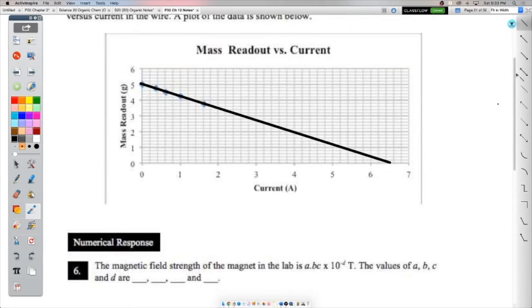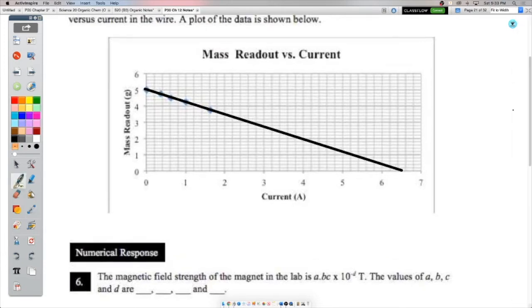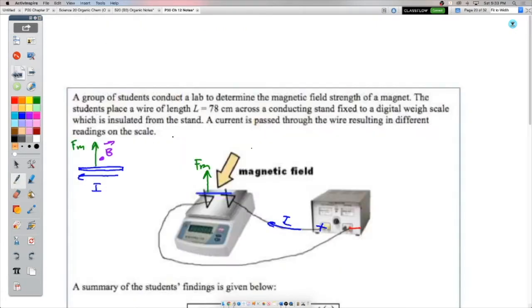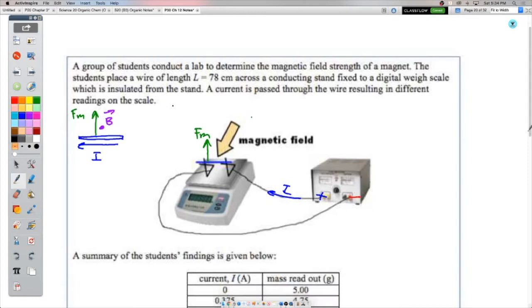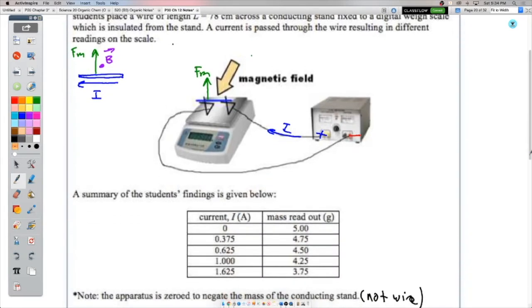So mass readout. What is the mass readout? What is that really telling you? Well, it's the net force, right? If we're saying, okay, when there's no current, there's no FM, and so Fg is the net force, and so that's just the force of gravity, the weight of the wire, right? As we increase the current, the net force gets smaller, and so the mass readout gets smaller because FM is pushing this wire upward a bit, right? So that's what's going on there.